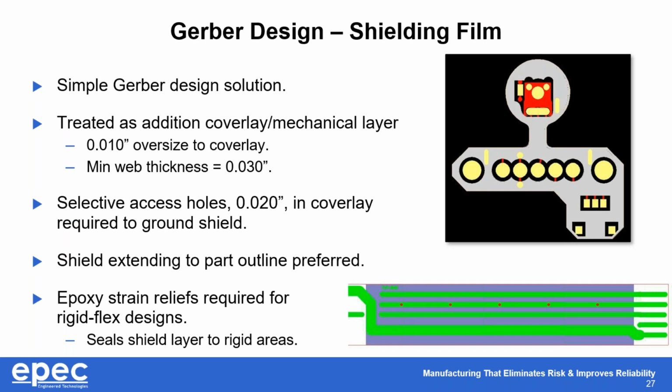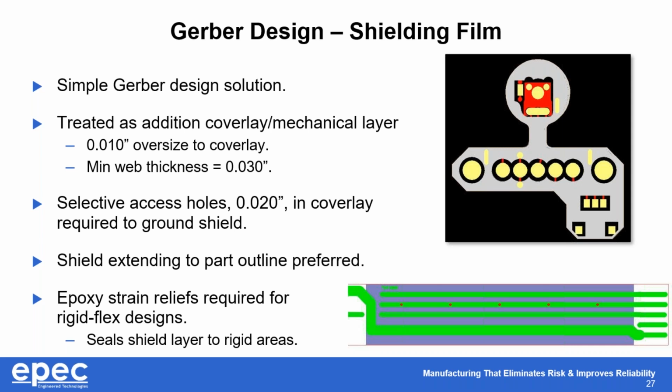So the last one is shielding films, and this kind of falls in between that of copper layers and the silver ink methodology. From our perspective, it's a fairly simple Gerber design solution. The shield is essentially treated as a secondary cover lay. We've seen other customers treat it as a mechanical layer. The openings do require an additional oversizing to the primary cover lay. There is a minimum web thickness that needs to be maintained for the material.